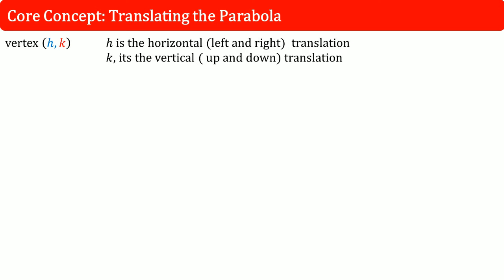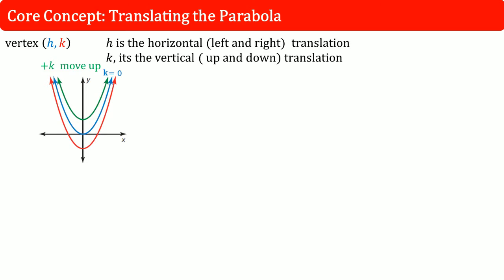First, the core concept. Translating the parabola can be looked at from the vertex, which is (h, k). The k is the vertical, that is up and down. Originally, when k equals 0, it is the blue. When you add a k value, the parabola moves up, and if you subtract the k value, it moves down.